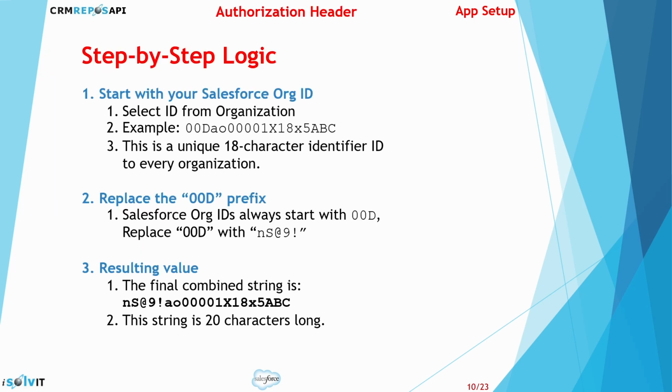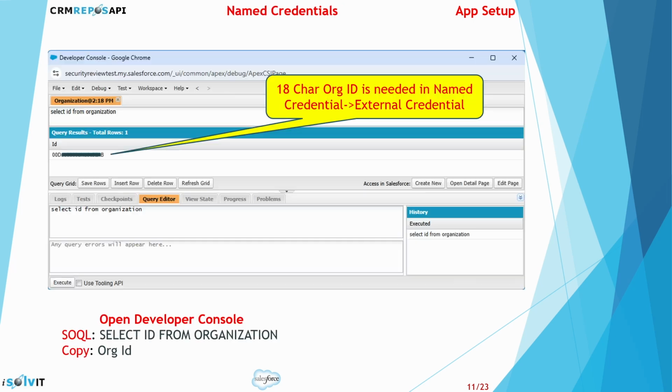The slide explains the complete logic to build your authorization header for your organization. To generate your unique API token, replace the first 3 characters of your 18-character Salesforce Org ID, 00D, with NS at 9 exclamation mark. The org ID must be obtained using SOQL. See next screen. Your Salesforce Org ID is required to generate the custom API token and named credential. Open the developer console, run the SOQL query shown, and copy your 18-character org ID.